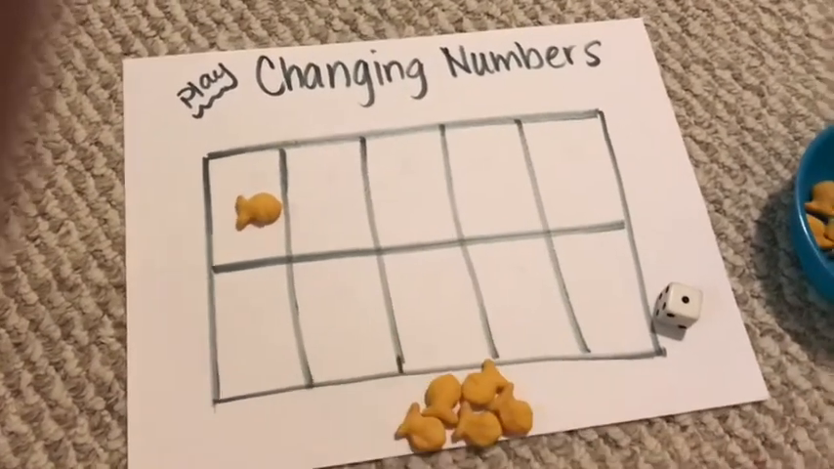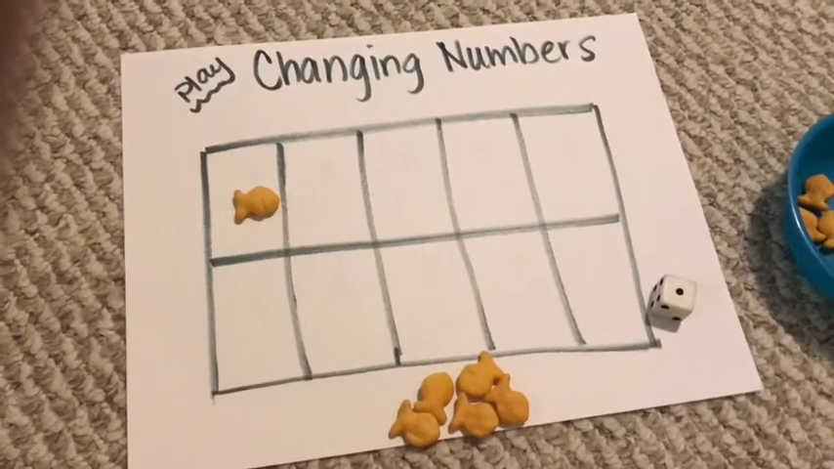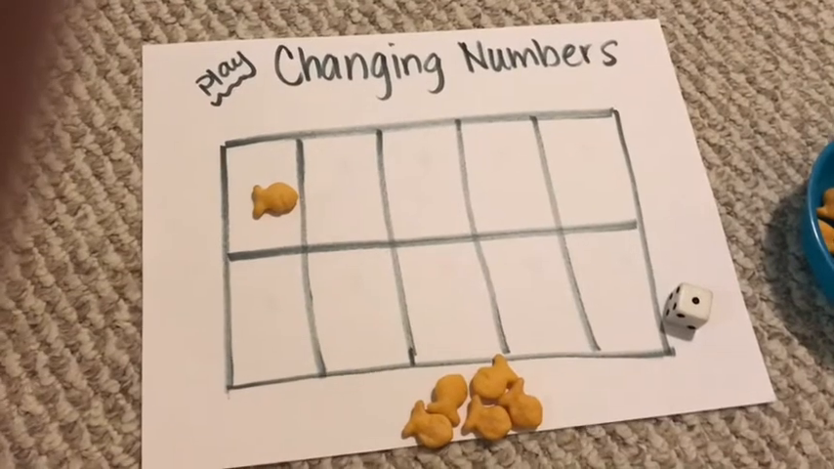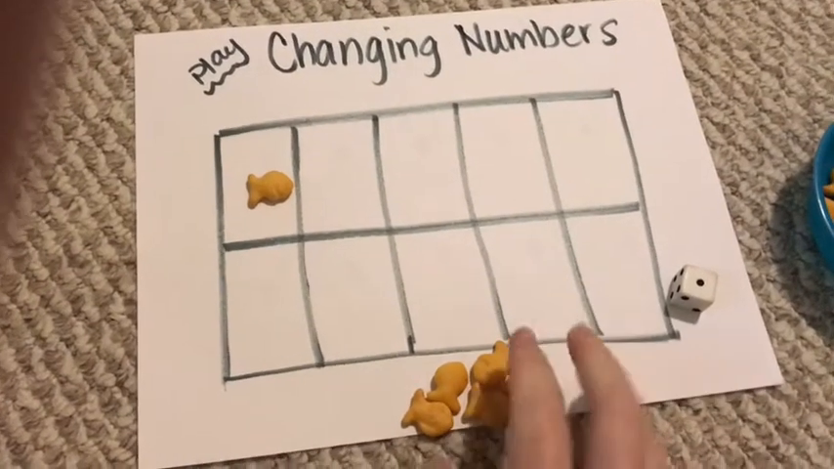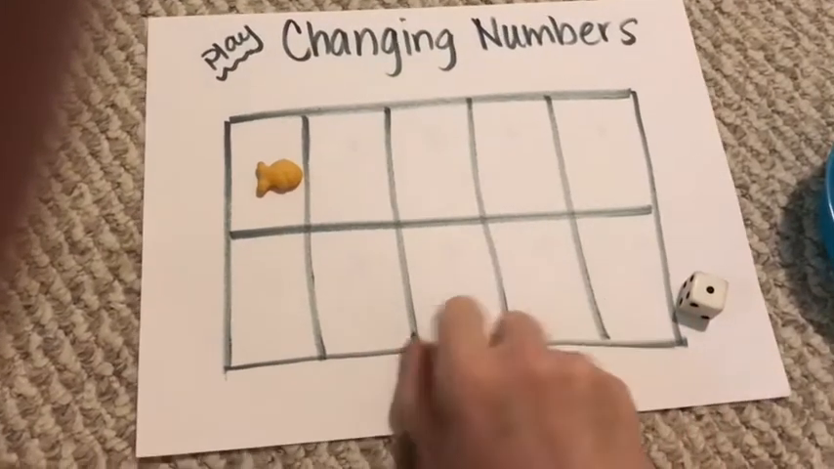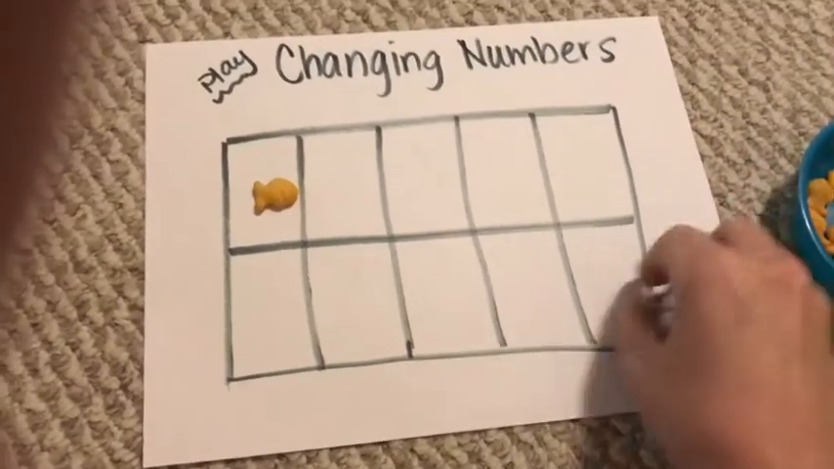How many fish did you have to take off? I had to take off 5. So now they're learning that relationship. 5 and 1 makes 6. Or if I have 6 and I take off 1, that would leave me with 5. Or if I have 6 and I take off 5, that would leave me with 1. So that's how it can work with the dice.